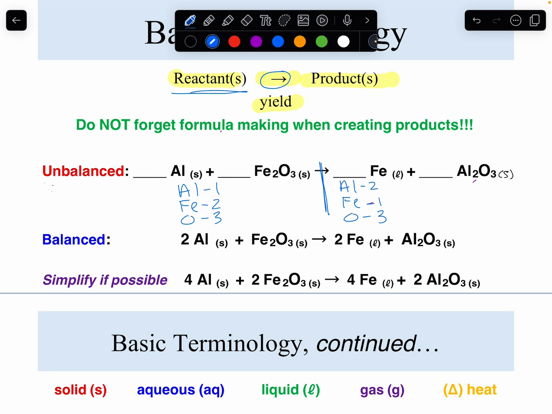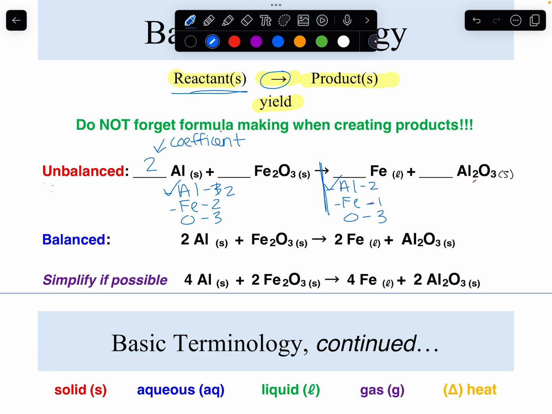Now, the next thing you want to do is get these elements to have the same numbers on each side. I'm going to first focus on aluminum. Aluminum has 1 on this side and 2 on this side. I can only increase the number, so I cannot get a 2 to become a 1, but I can add a 2 in front to then have 2 aluminum. Now, we call this a coefficient. We're going to be referring to that a lot. So it is the number in front of it. It is never the number that is down below. It is the number in front. It's called a coefficient. So now aluminum is done.